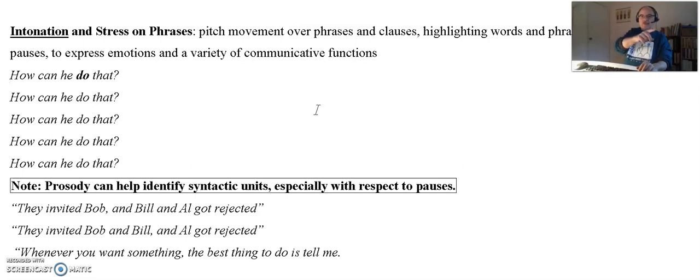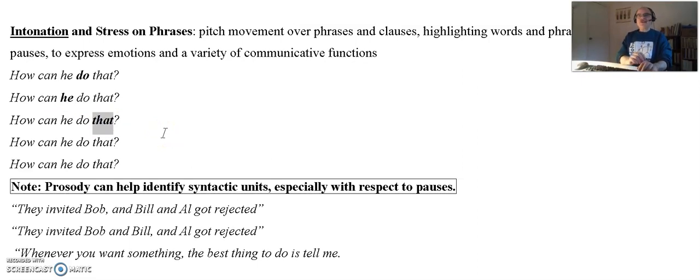If you envision intonation as a kind of moving line, how can he do that? Okay. Let's change it, though. If I want to focus on him, how can he do that? And what if I don't like what he did? How can he do that? Of course, I can focus on this: how can he do that? And finally our last one, how can he do that?